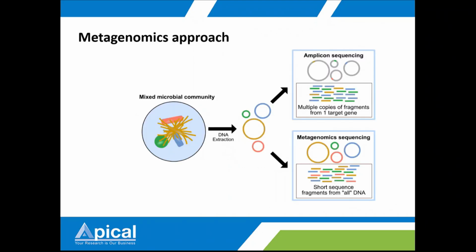All right, so we'll talk about the current era. Looking at the metagenomic approach, you can basically divide it into two approaches: amplicon sequencing analysis and metagenomic sequencing analysis. So what is amplicon sequencing analysis? Basically, we target a specific gene marker, for example, ITS. Using a primer, you amplify this gene marker from the extracted metagenome, then sequence and analyze this data. So you will get multiple copies of fragments from one target gene.